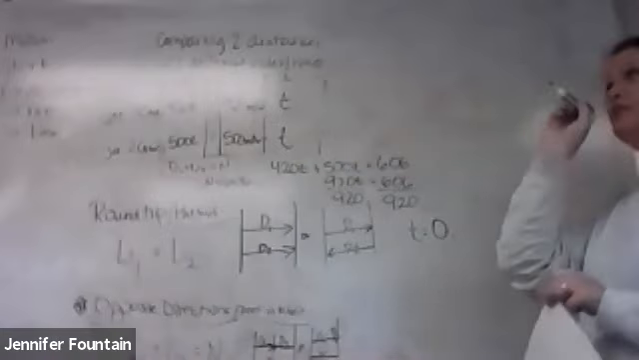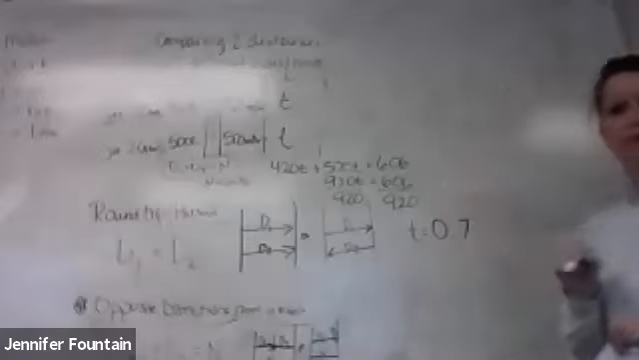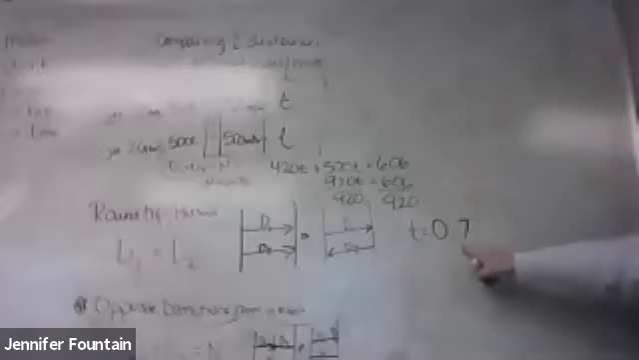Okay, so if it's 0.65, I'm going to round to 0.7. If I round to 1 decimal place, that's the tenths place. So now it says t is 0.7. Well, what does that mean?